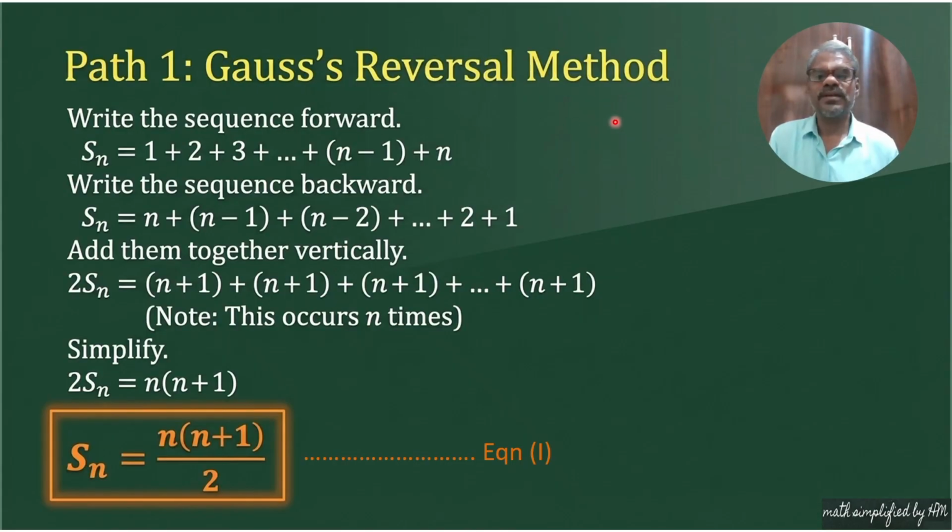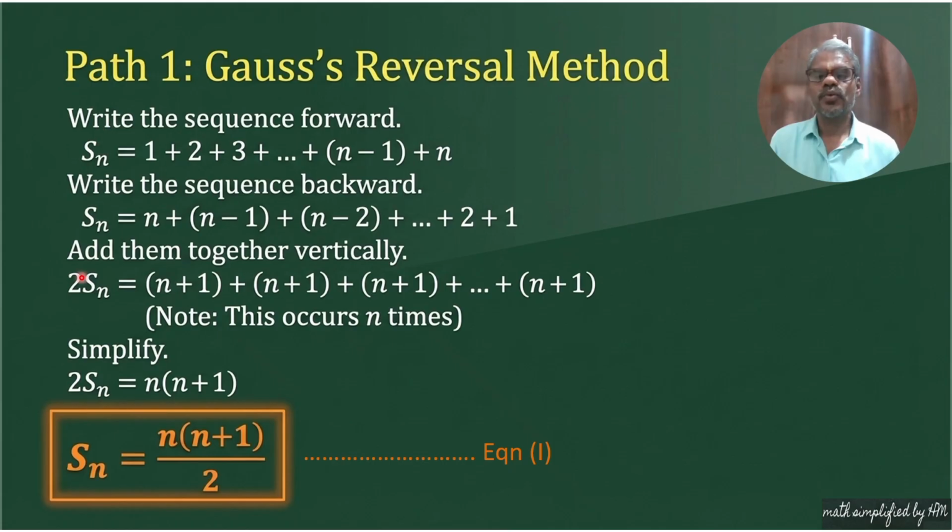Gauss reversal method. Write the sequence forward. Sn = 1 + 2 + 3 + ... + (n - 1) + n. Write the sequence backward. Sn = n + (n - 1) + (n - 2) + ... + 2 + 1. Now add them together vertically.